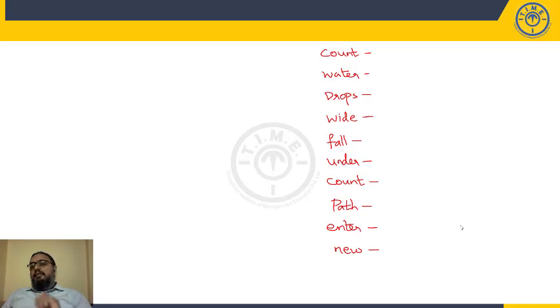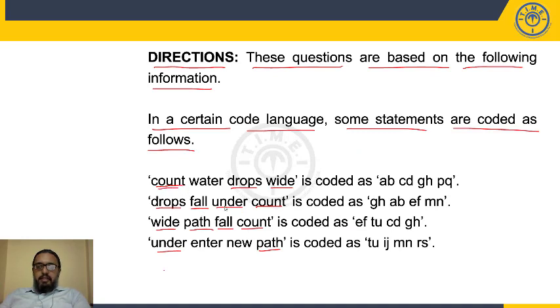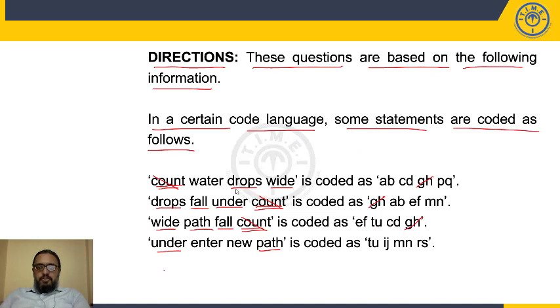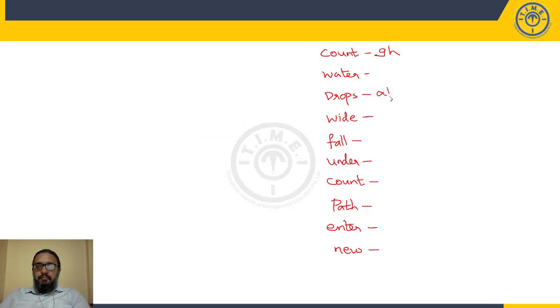Correct? Now we will take the codes for these words. Right. Now count is repeated in the first, second and third sentences. Now tell me which is the code that is repeated in first, second and third. We have GH. Do you see? So GH, GH and GH. These are the 3. So for count, I can write GH as the code. Correct? Then for drops, drops is in the first and in the second. And AB is in the first and the second. So for drops, I can take it as AB.